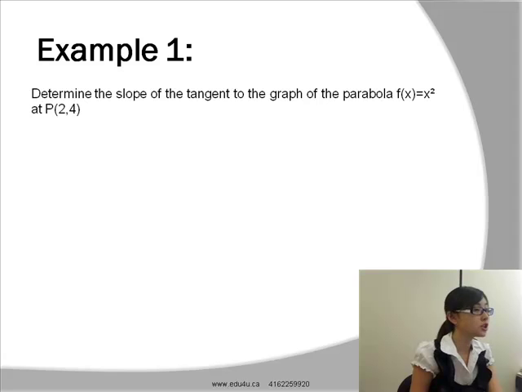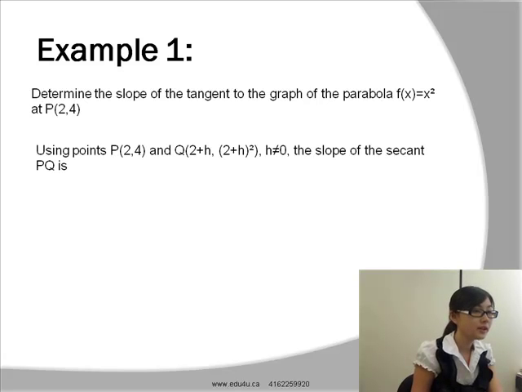Let's take a look at example 1 from the learning resources. Determine the slope of the tangent to the graph of the parabola f of x equals x squared at P of 2, 4. In order to find the slope of something, we need 2 points on that line. We already know one point is P. Let's imagine another point called Q.